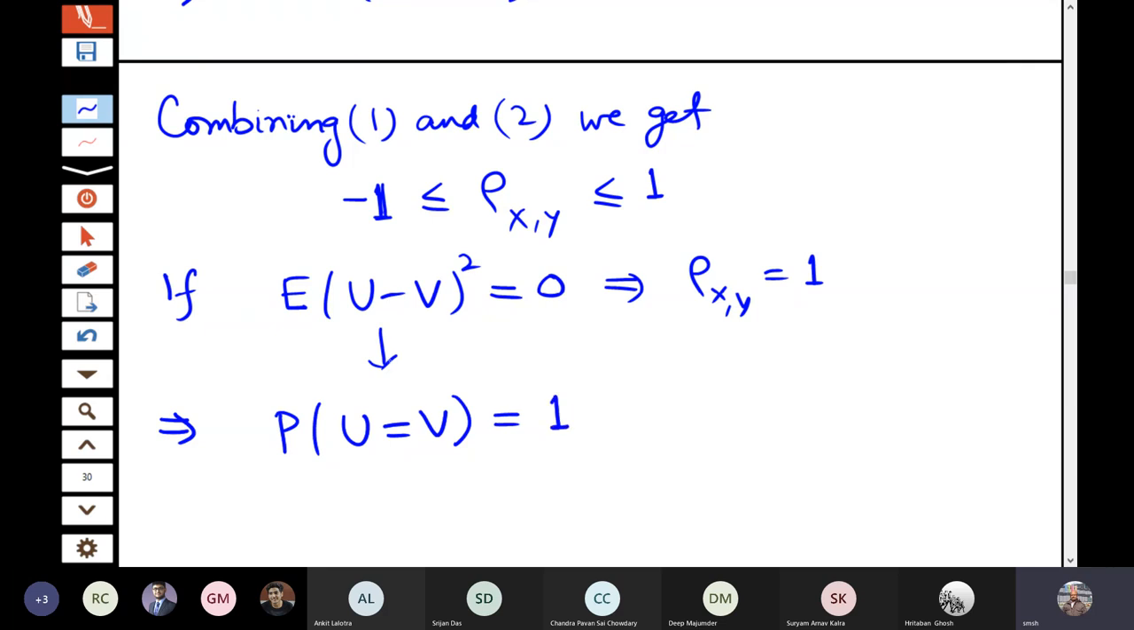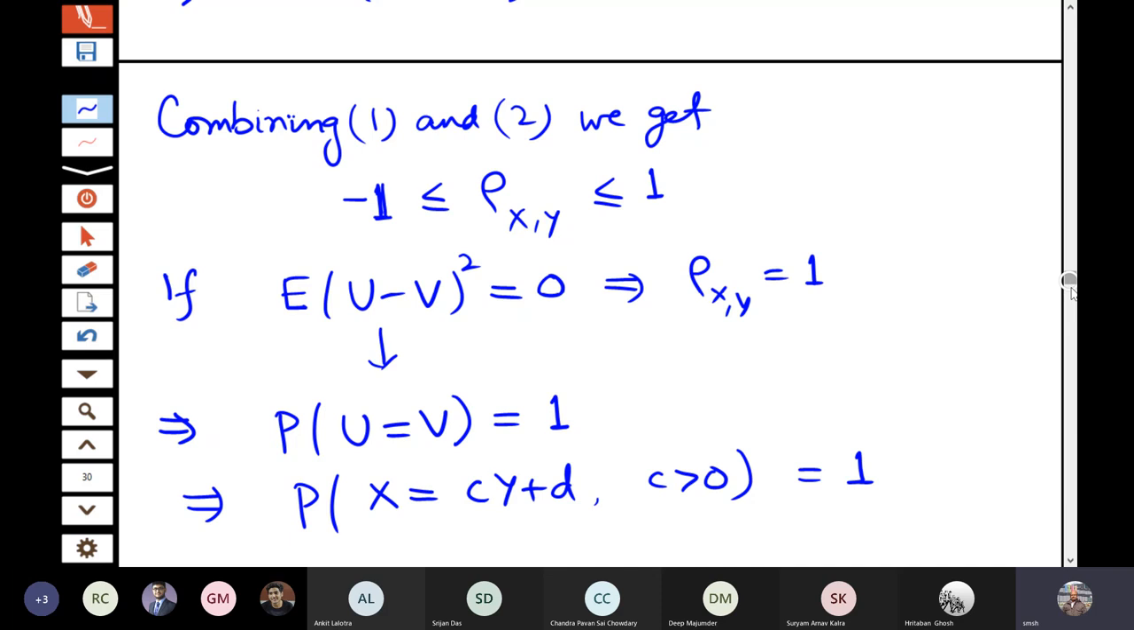Now u is equal to v. What is u? U is x minus mu x by sigma x. What is v? V is y minus mu y by sigma y. It means that x and y have some sort of linear relationship, x equal to cy plus d, where c is positive.